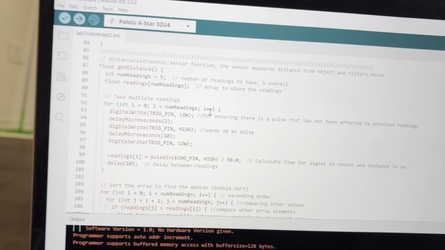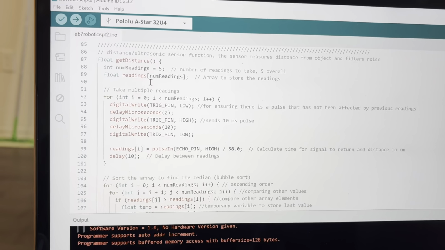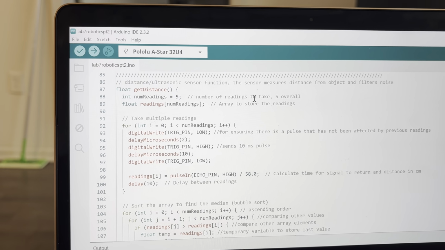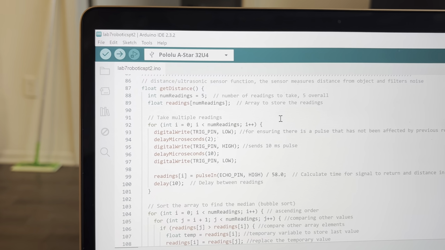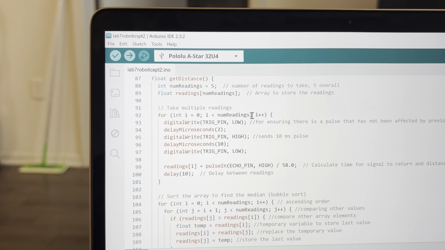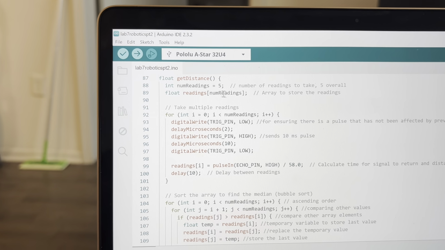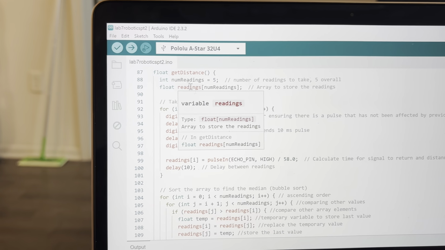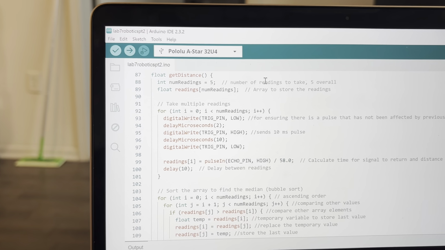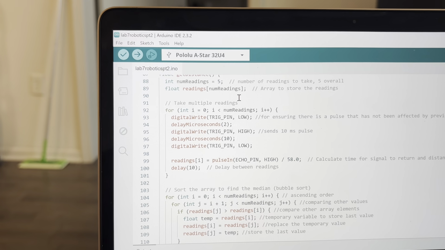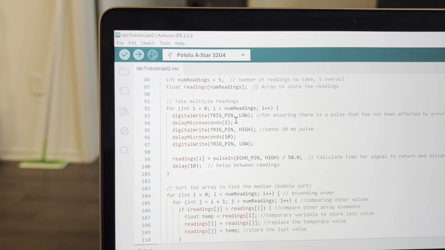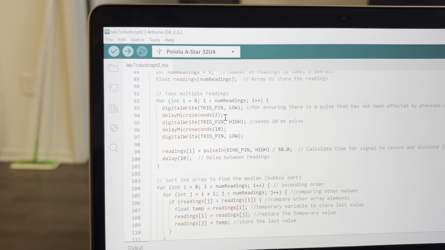This over here is my ultrasonic sensor function, so that the sensor measures distance from objects as well as filters noise. This number is just a random number. I could have probably changed that.